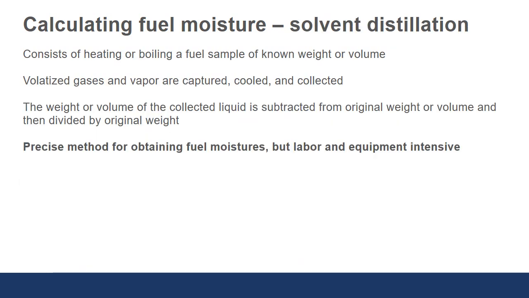The most precise method of calculating fuel moisture is solvent distillation. In this method, you place a sample of fuel in a sealed container where it is volatilized. The vapors released during volatilization are collected and cooled. They are then weighed. This is a very precise but also costly and laborious method.